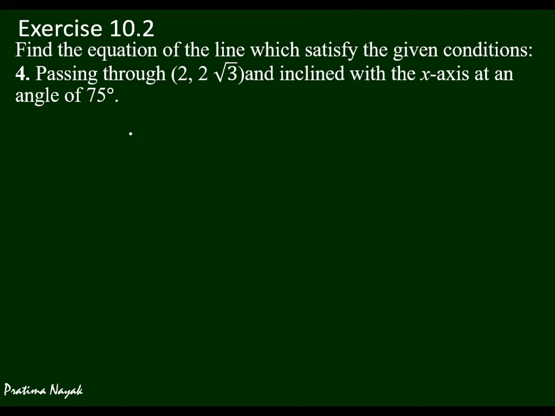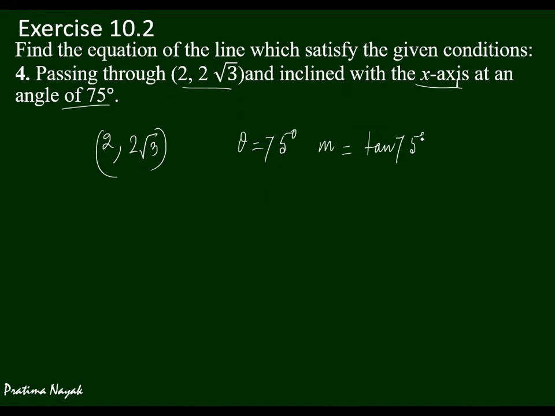Question number 4. The line passes through the point (2, 2 root 3), and it is inclined at an angle to the x-axis of 75 degrees. So theta is equal to 75 degrees. You have to get m. M is equal to how much? It will be tan 75 degrees. You have to get the value of tan 75 degrees.